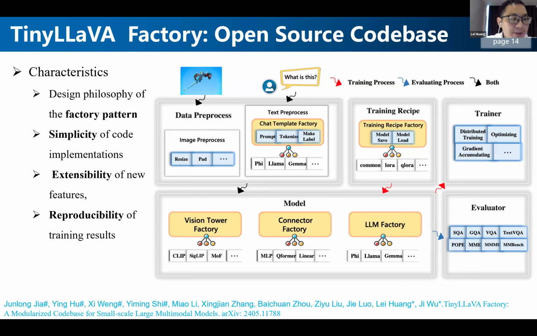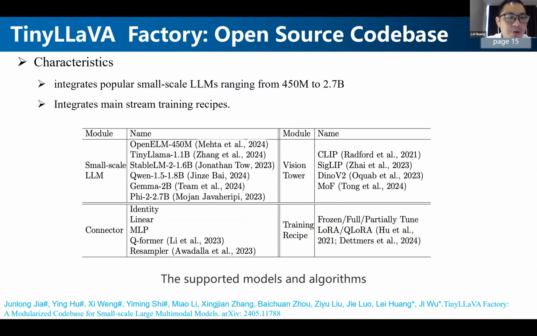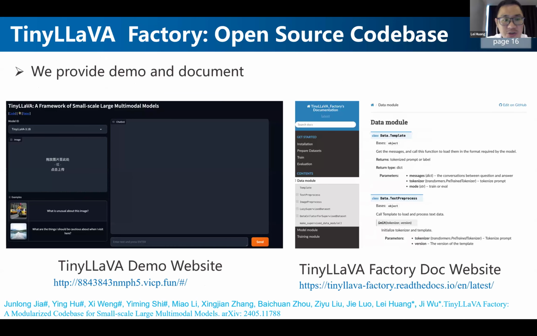Currently TinyLLaVA Factory integrates popular small-scale LMs ranging from 450M to 2.7B, for example OpenELM 450M and Phi-2. It also integrates mainstream training recipes, including frozen, fully or partial tuning, LoRA, QLoRA, and so on. We also provide documents detailing the code base and ensuring reproducibility of our trained models. The demo can be found on this website.